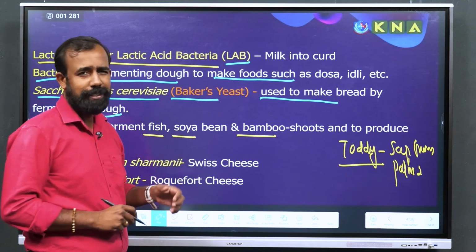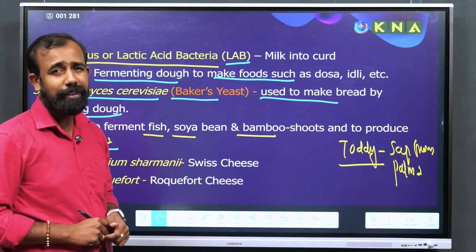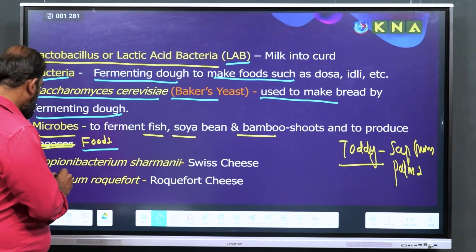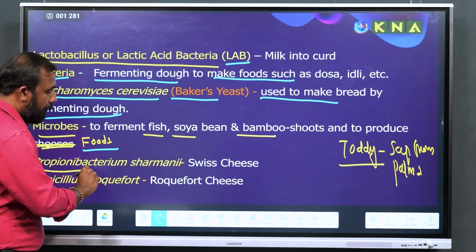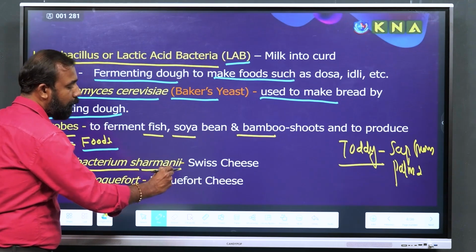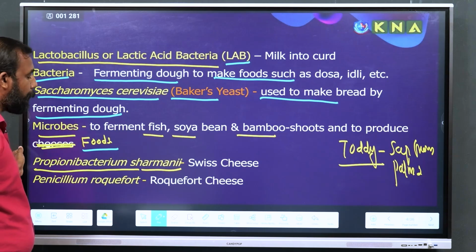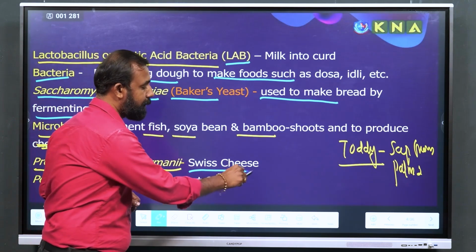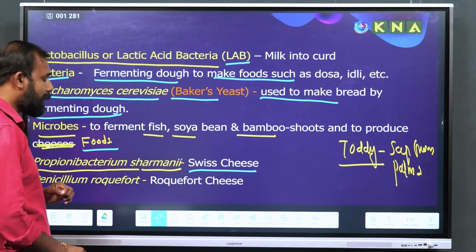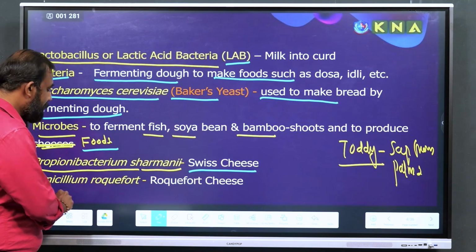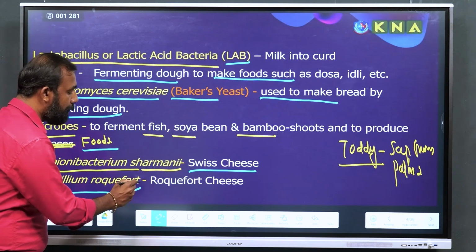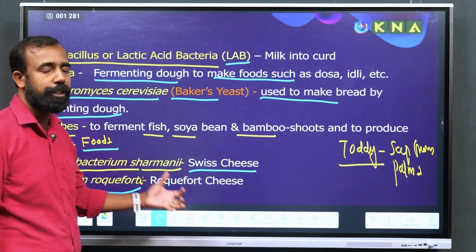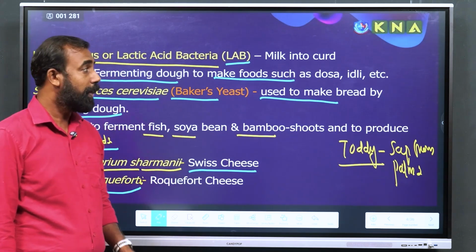Cheese is a very old food item in the world. There is a bacterium called Propionibacterium shermanii. It is a very important bacterium, used to make Swiss cheese. And there is a fungus called Penicillium roqueforti. It is used to produce Roquefort cheese. Very, very important.